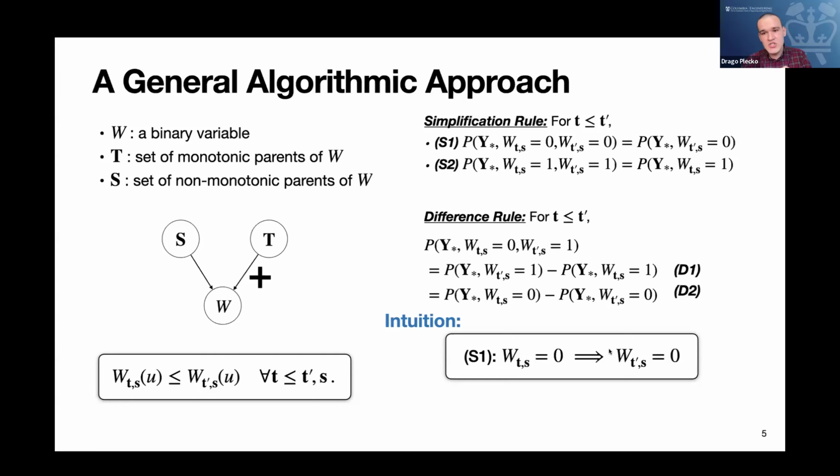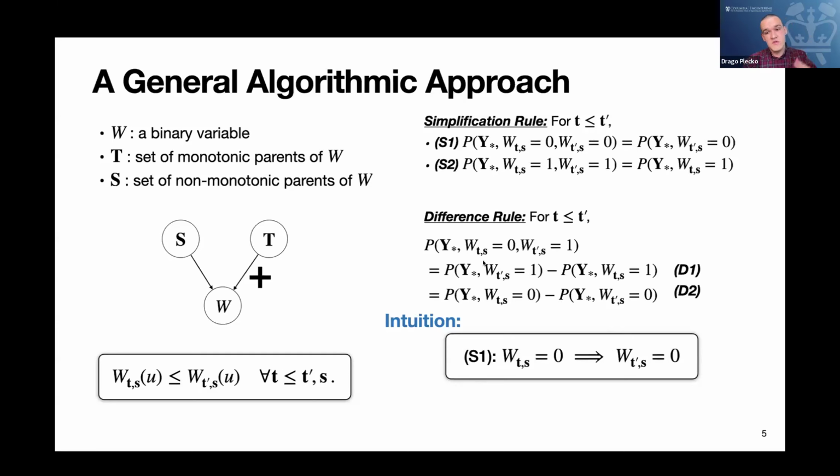Now, using this implication, we can drop one of these terms from the probability term. So this rule allows us to reduce the left-hand side to the right-hand side. And an analogous monotonicity constraint can be used in the same way for S2. So you can think of this as a simplification rule using monotonicity.